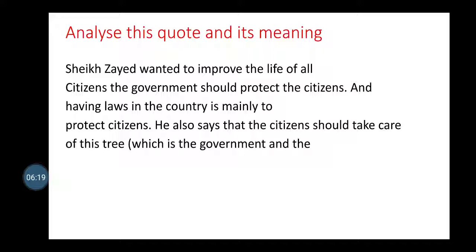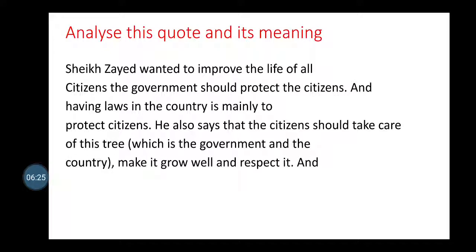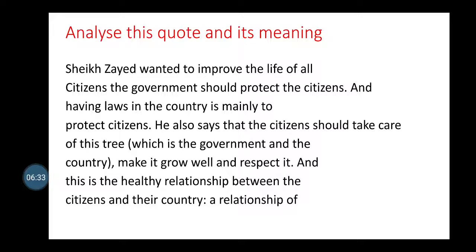He also says that citizens should take care of this tree. That is to say, to make it grow well and respected. By the tree we mean the government and the country. And this is the healthy relationship between the citizens and their country, a relationship of respect and protection. To sum up, laws are very important to protect the citizens and to make sure that all the people are treated fairly and equally. If you just imagine a classroom without rules, what might the situation be?